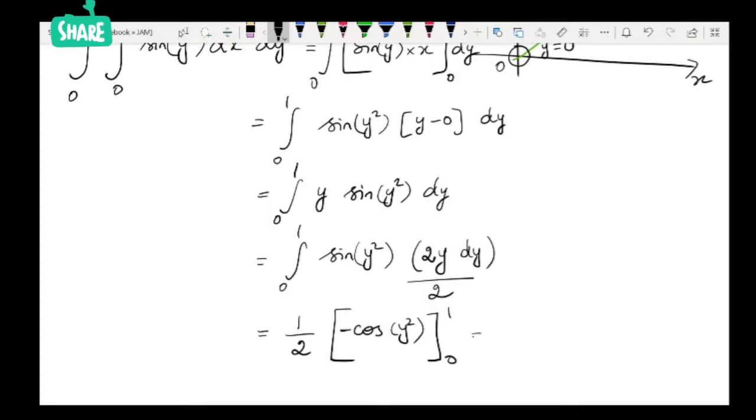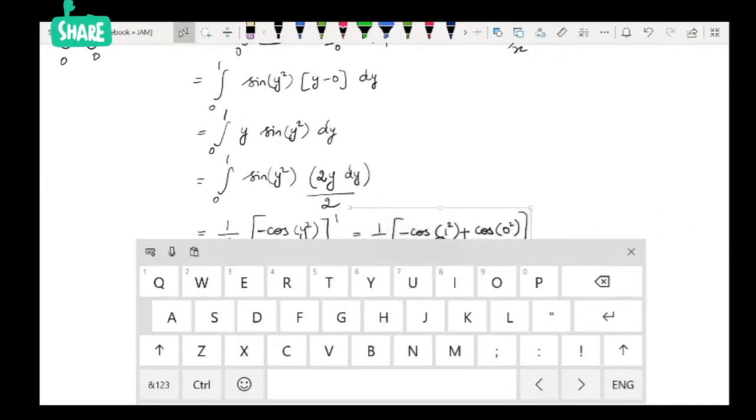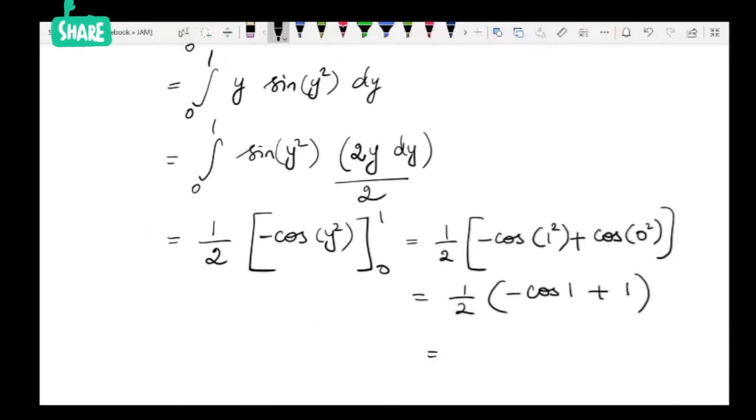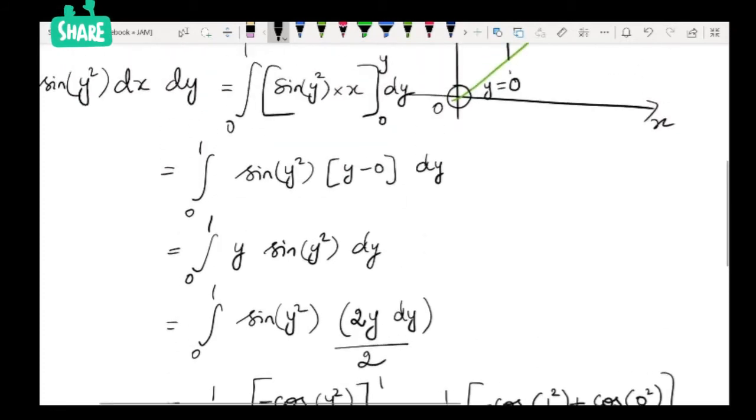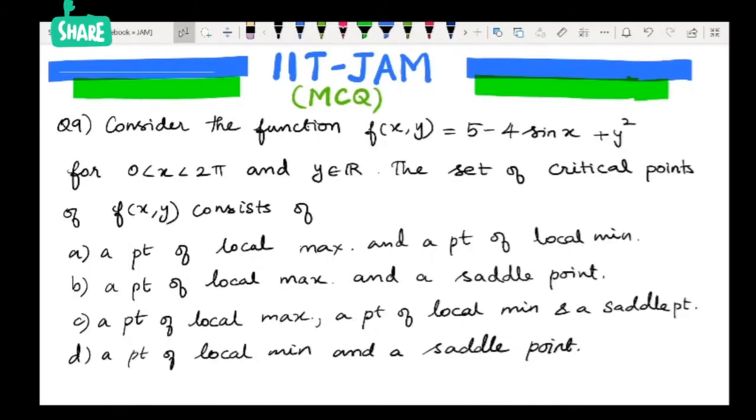Now we can apply the limit. It's actually minus cos of y squared. So it will be 1 by 2 times minus cos of 1 squared minus, minus cos of 0 squared. It will be 1 by 2 of minus cos 1 plus 1. So the final answer is 1 by 2 times (1 minus cos 1). So let's check that with the answers given. Option D is the correct answer, (1 minus cos 1) divided by 2.